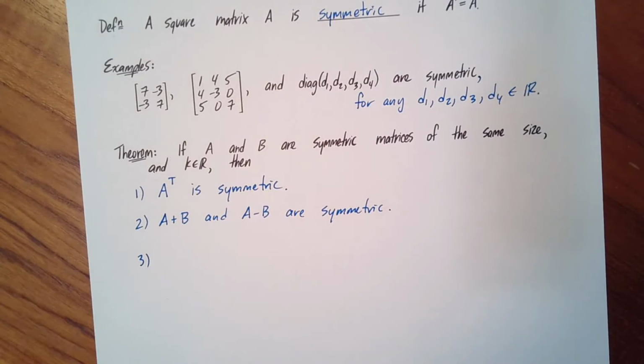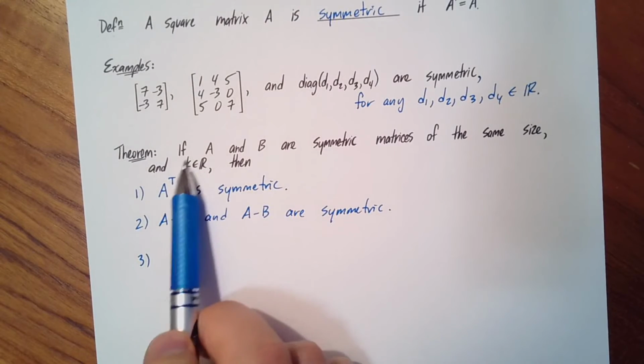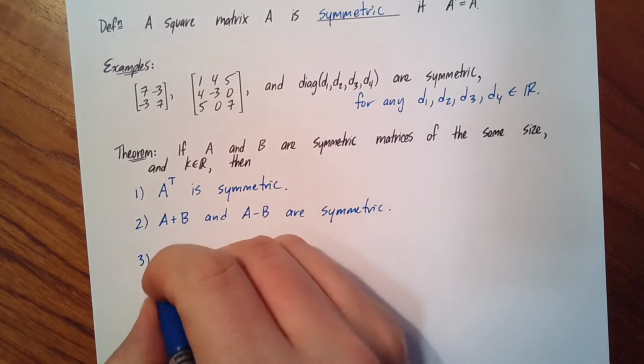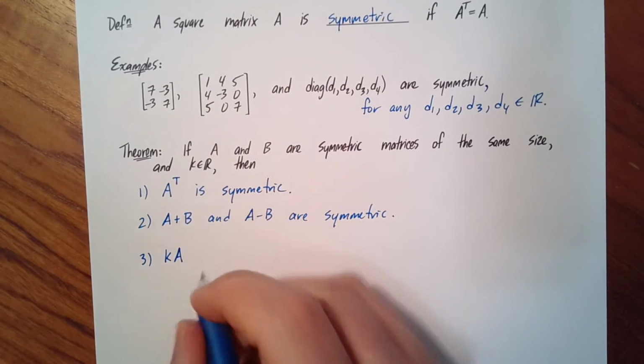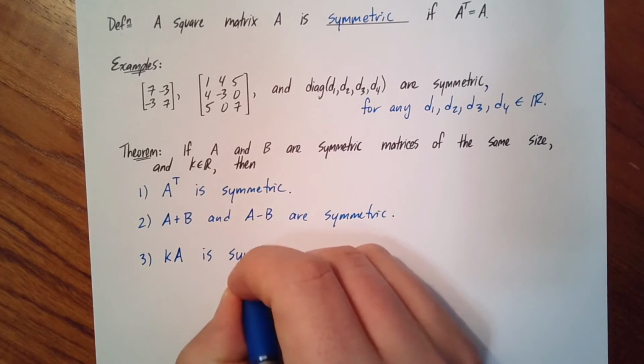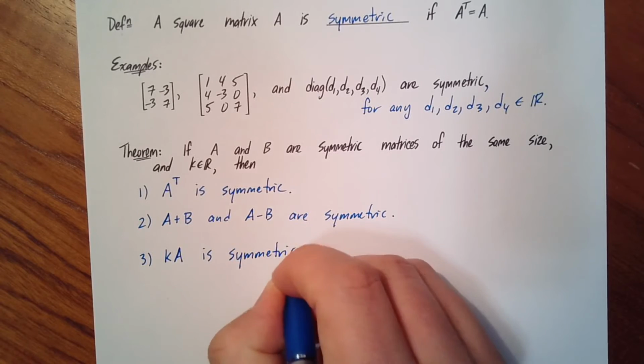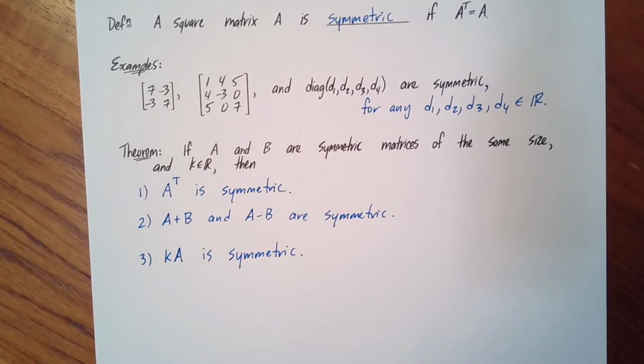Okay, the third statement says that this scalar here, we're going to use this scalar now, if you take the matrix A and you multiply it by the scalar k, well, the result is now, again, a symmetric matrix. Okay, so that's the third statement.